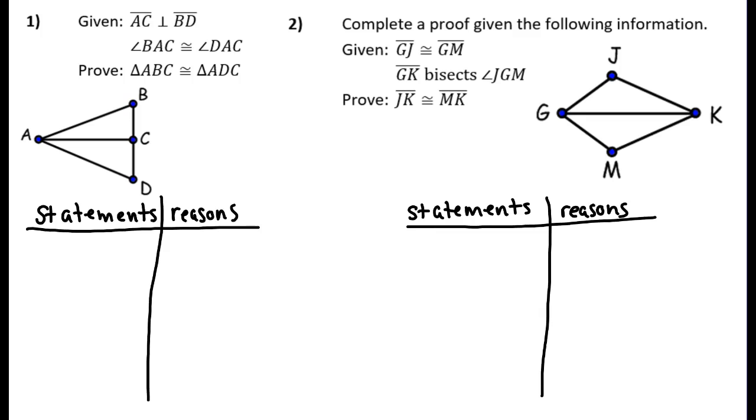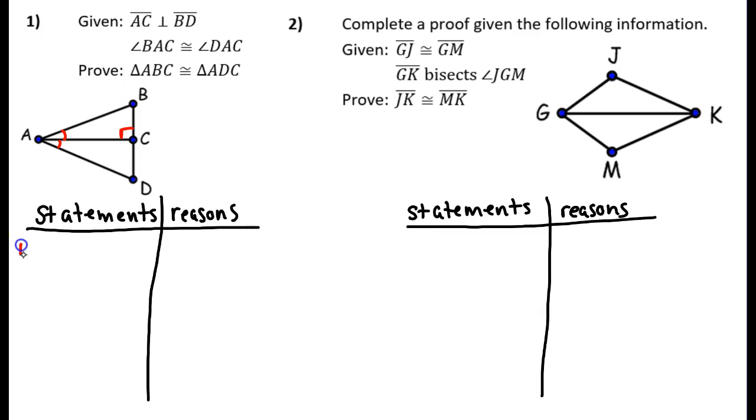So looking at problem number 1, it says given that AC is perpendicular to BD. Okay, so AC perpendicular to BD means that we are going to form a right angle there, and it also tells me that angle BAC is congruent to angle DAC, so those two angles are congruent. So as you can see, we are going to end up having two angles here congruent, so keep that in mind when we go to prove that the two triangles are congruent.